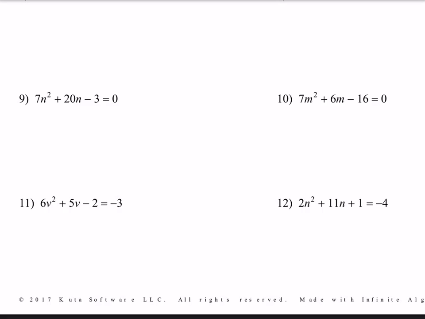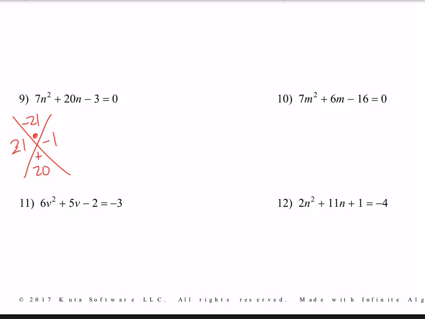Numbers 9 and 10 are like another video I just did. The only difference is that there's a coefficient in front of the squared term. So like number 9, for example, remember what goes on top is a times c, so 7 times negative 3 is negative 21. On the bottom is 20. The right combo for this would be positive 21 and negative 1, because 21 times negative 1 is negative 21, and 21 plus negative 1 is 20.